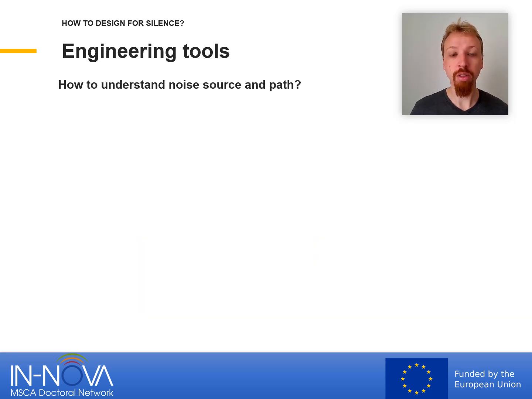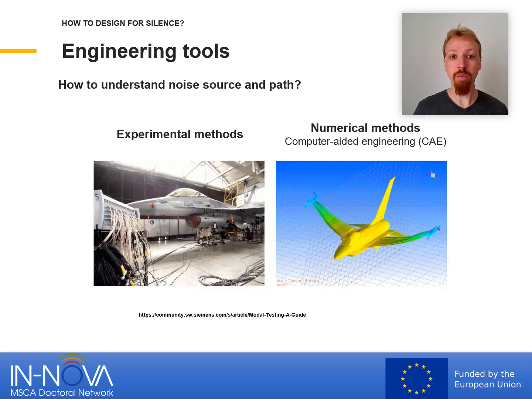There are some tools that we can use to understand better this source and path up to the receiver. You can go for experimental methods, and that's really good if you have the prototype or your products in hand. On the other side, you can go for numerical methods, where you can more easily see the results, and you can calculate many different designs easier or faster, and you can also predict before having your product in hand.